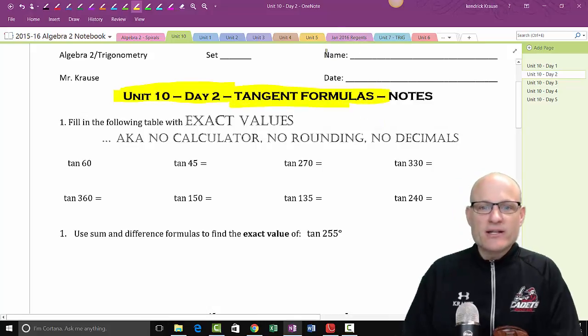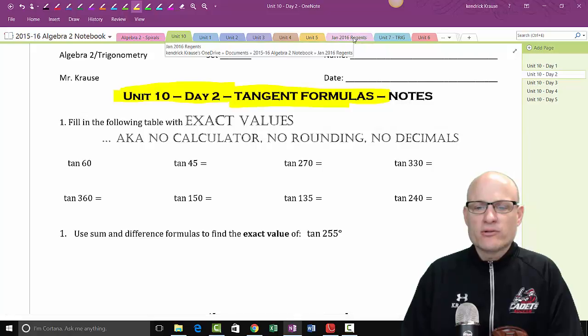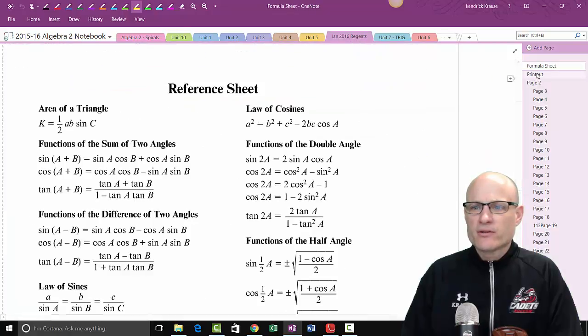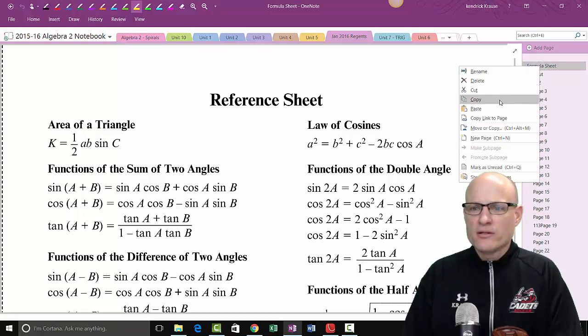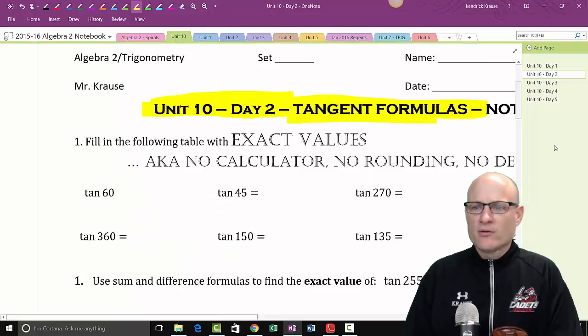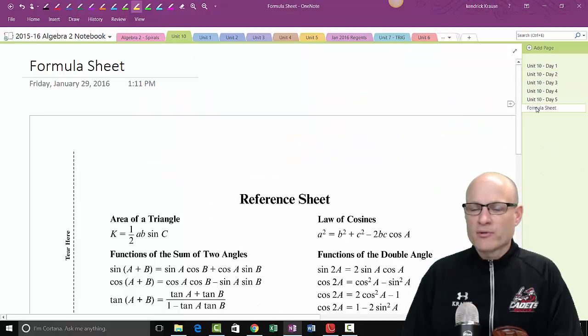But we're doing tangent formulas. Oh, you know what I forgot to get over here? Let me go over here. That one maybe? Yes. Let's try this. Copy. Copy. And we're going to be able to paste it. Paste. And we'll bring that up to the top.